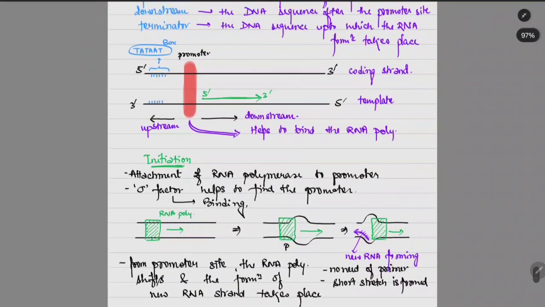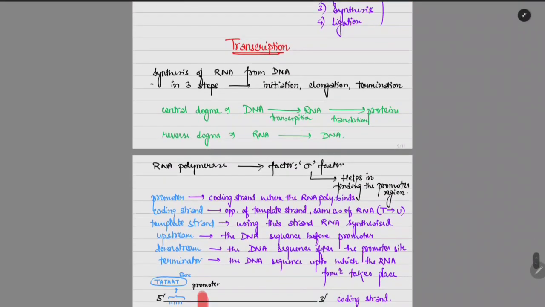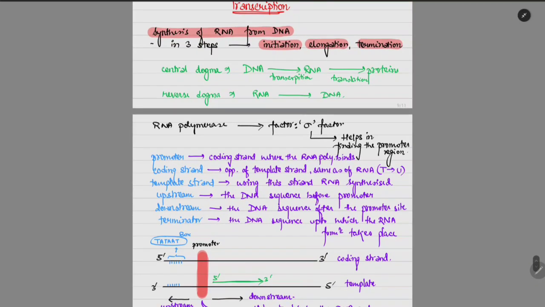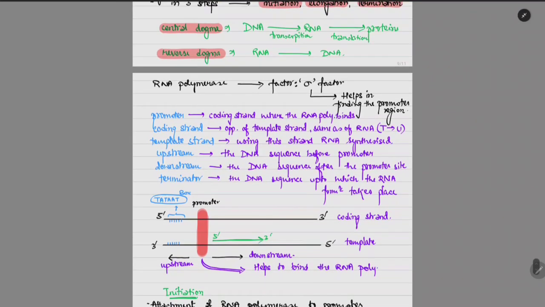So the important points we should point out in transcription are synthesis of RNA from DNA in three steps, that is initiation, elongation, and termination. Now there are two types of dogma, one is the central dogma and one is the reverse dogma. Central dogma says that from DNA there is formation of RNA by the process of transcription, and from RNA there is formation of proteins by the process of translation. In reverse dogma there is formation of DNA from RNA. Now RNA polymerase has sigma factor that helps in finding the promoter region.